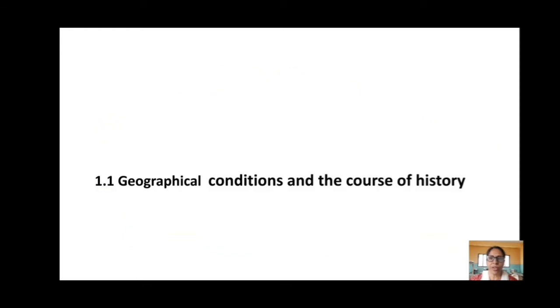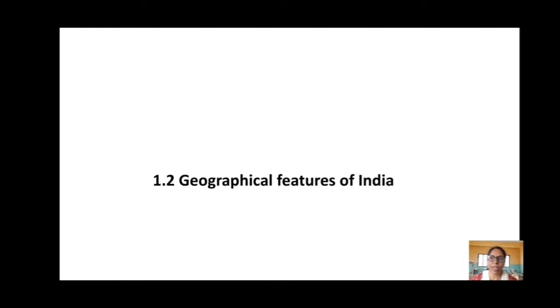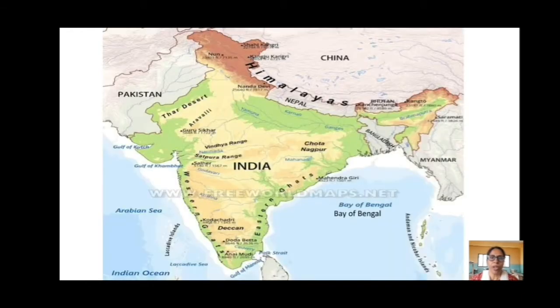In the last session, we studied the geographical conditions and the course of history. We begin this session with the second part of the lesson, that is 1.2 Geographical Features of India. Geographical features are the naturally created features of the earth. India is endowed with the most diverse physical features ranging from the mightiest Himalayas to the low-lying coastal plains.